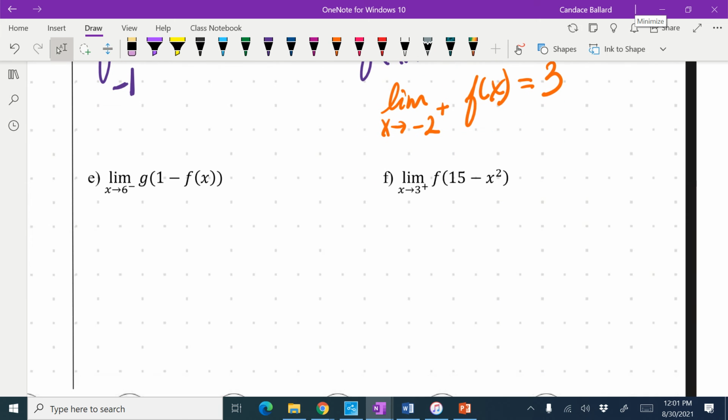All right. Let's look at E. So E is still a function composition. It just looks a little different. It's not quite as straightforward. I'm going to start it the same way I did my other function compositions. Okay. I'm going to take the G and bring it out front. And I'm going to find the limit as X approaches 6 from the left, 1 minus F of X.